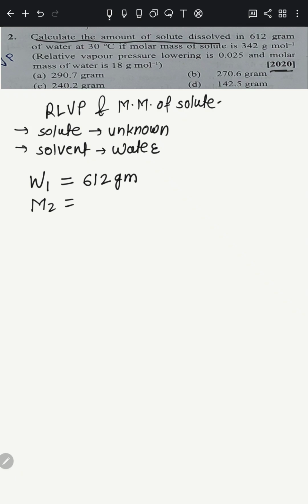They are not asking about the M2. Generally these numericals will be there for the M2, but here they are not asking for the M2. So gram per mole is the unit. Okay. Now after that they are going to provide the RLVP. See that lowering of vapor pressure, RLVP, is provided. That is relative lowering of vapor pressure. It is 0.025.